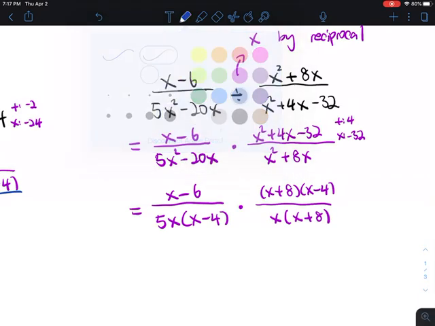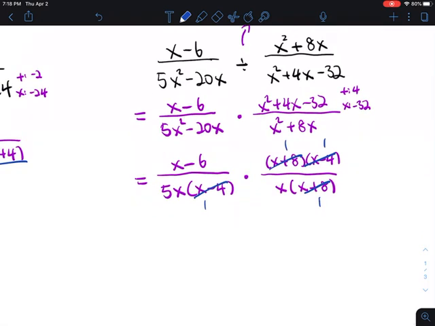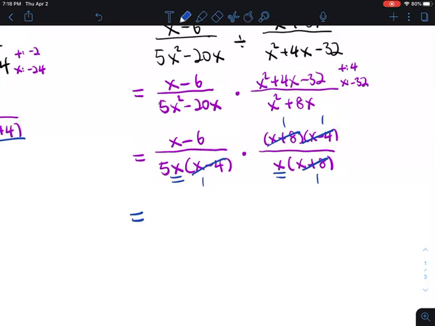And now I can go ahead and start doing some canceling. I see x minus 4s here. I see x plus 8s here. And I think that's it, right? These x's, I can't cancel those out, right? They are being multiplied, but I can't cancel those out because they're both on the denominator. So those I cannot do anything with. So on top, I have x minus 6. And at the bottom, I have 5x times x, or 5x squared. All right, and that is it.